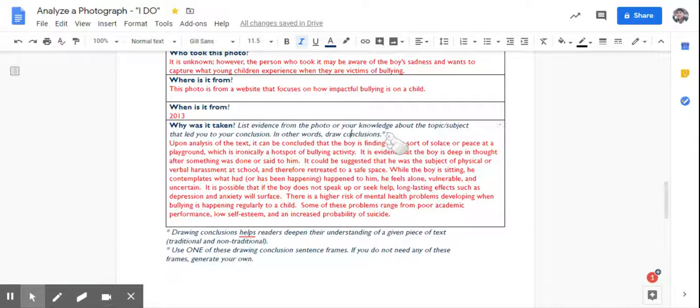But if you follow down here, right, I just give you a refresher. Drawing conclusions helps readers deepen their understanding of a given piece of text, whether it's traditional or non-traditional text.